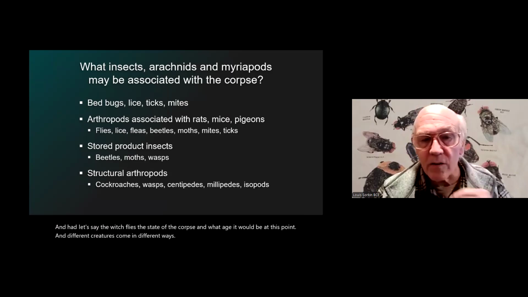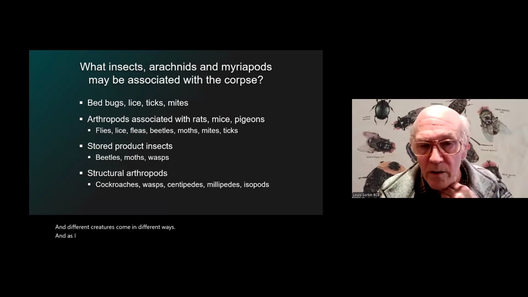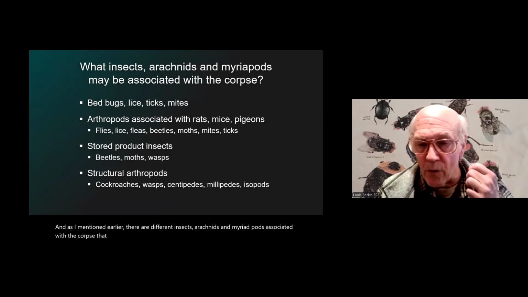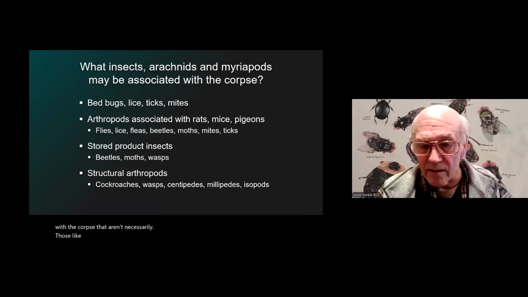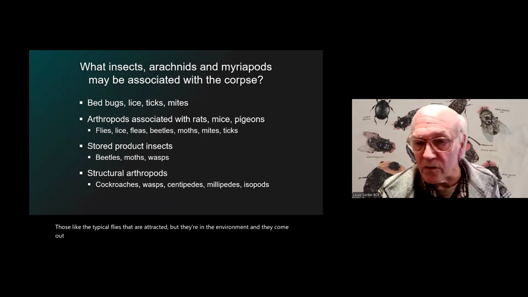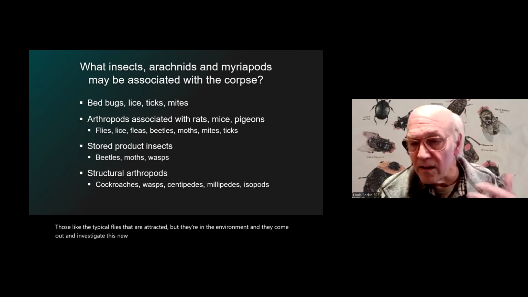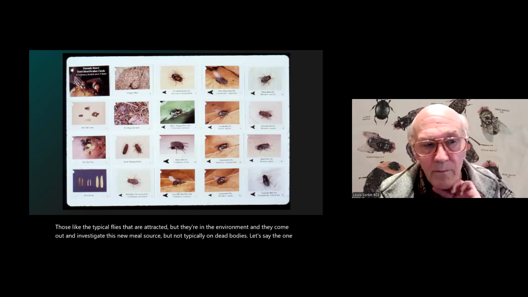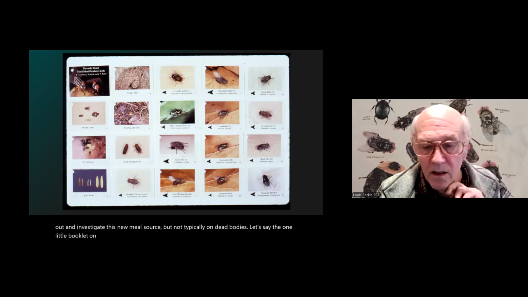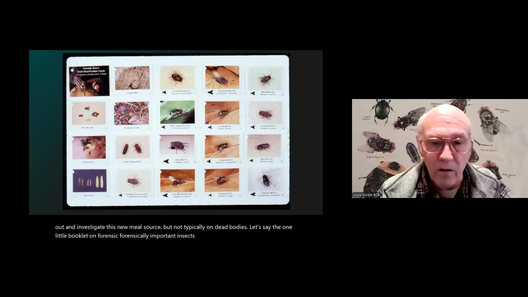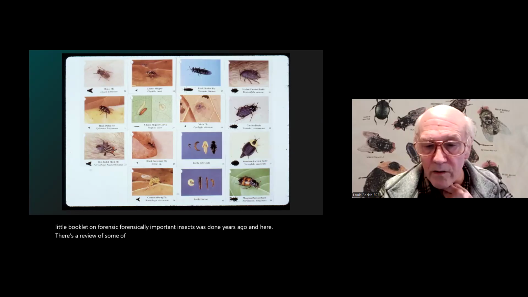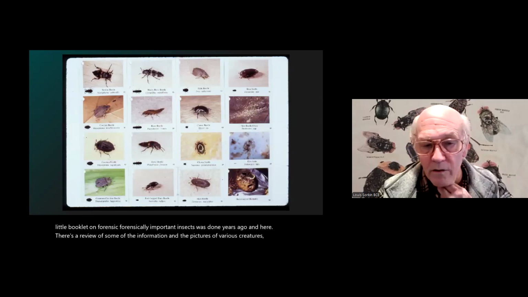And as I mentioned earlier, there are different insects, arachnids, and myriapods associated with the corpse that aren't necessarily the typical flies that are attracted, but they're in the environment and they come out and investigate this new meal source, but not typically on dead bodies, let's say. The one little booklet on forensically important insects was done years ago, and here's a review of some of the information, the pictures of various creatures, insects that were attracted to various corpses.